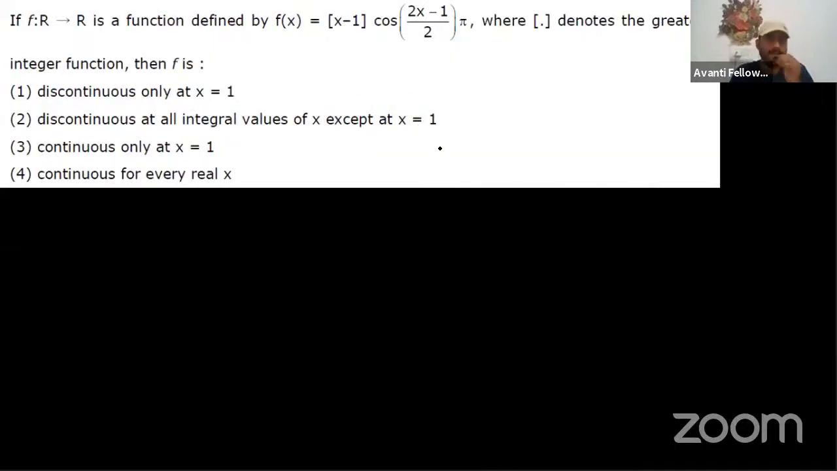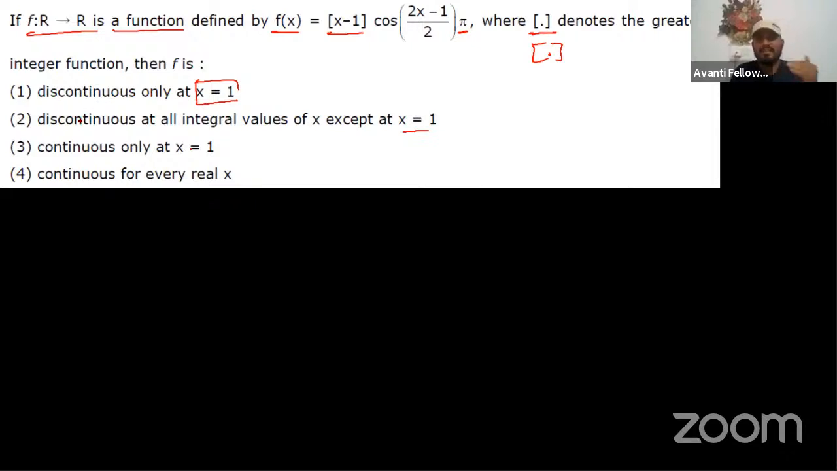So let's start with this very first problem. First of all, they are saying a function which is defined from R to R, a function which is defined on real numbers. f of x is the greatest integer of x minus 1, times cos of (2x minus 1) by 2 into pi, where this denotes the greatest integer function. And they are asking whether this function is continuous or discontinuous at x is equal to 1, in option number 1.